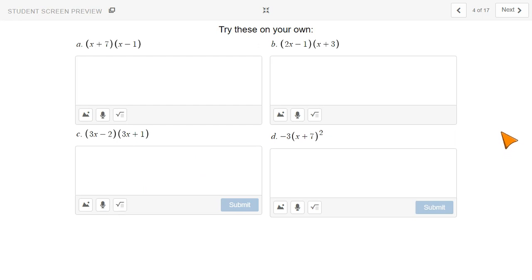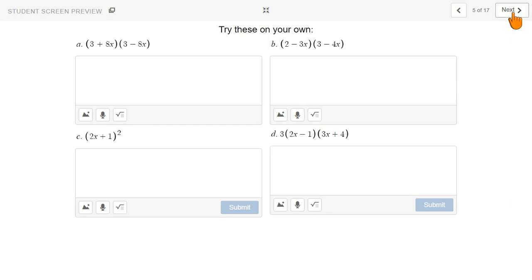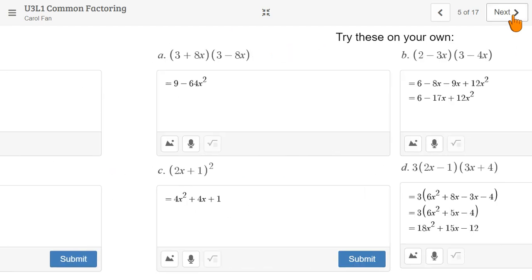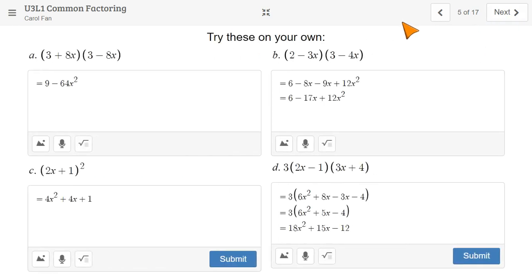Okay, slides number 4 and 5. Please try these on your own. Pause the screen, and I'll take this up in a bit. All right, solutions for slide number 4. Solutions for slide number 5.